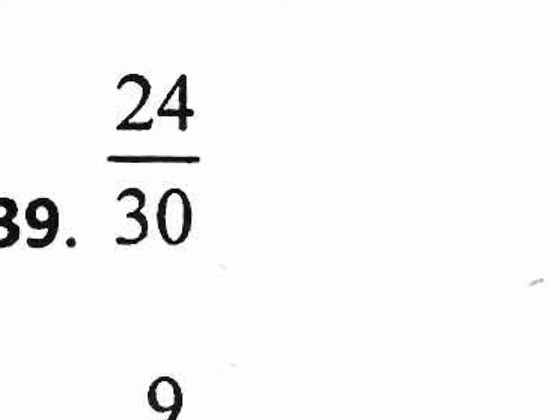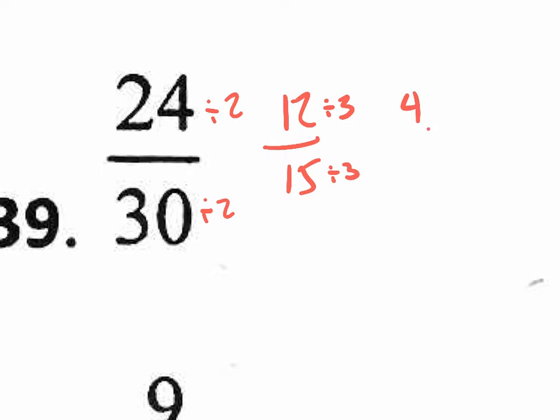6, right? Now let's say you didn't understand that, right? You don't know your multiplication tables that well. You could reduce by 2, and that'll give you 12 over 15, and then you could reduce by 3, and that'll give you 4 over 5. There's your final fraction, okay? Or you could have, from the beginning, said, hey, 6, 24 divided by 6 will give me 4, 30 divided by 6 will give me 5. So there's your fraction, reduced fraction.